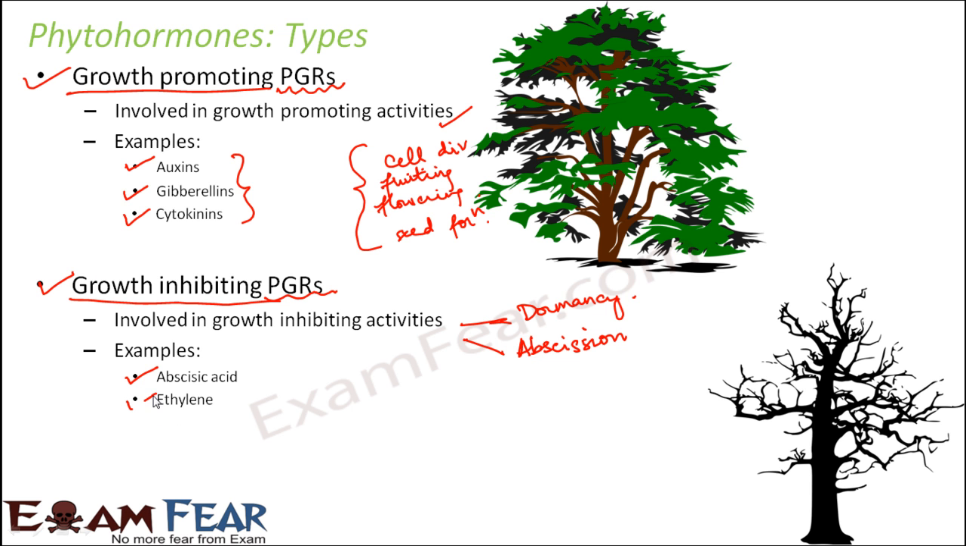Well, another point to be noted here is that ethylene is one such hormone which can act as a growth promoting hormone as well as a growth inhibiting hormone. But since it has more characteristics of a growth inhibiting hormone, that is why I have listed it under growth inhibiting hormone. But it has many properties which behave like a growth promoting hormone. So that way ethylene can actually fall into both the groups. But since it is more of growth inhibiting, I have put it here.